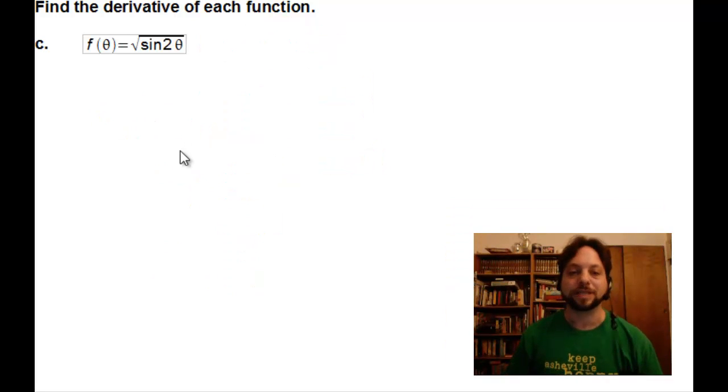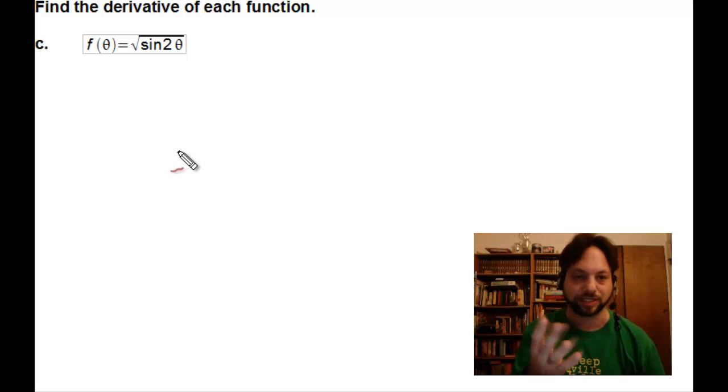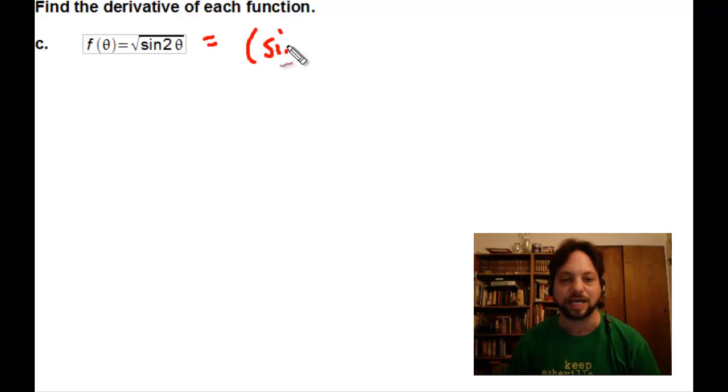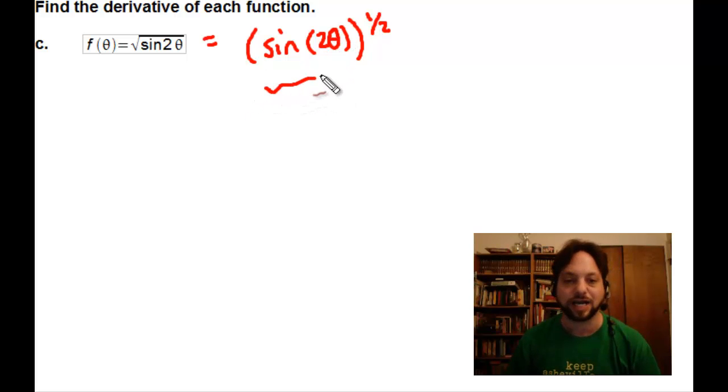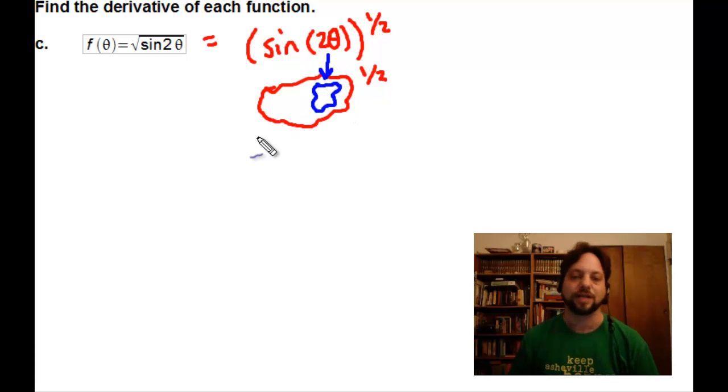In example C, the big surprise is that there are actually two blobs that are present. Can you identify them by looking at this? Do you see the two blobs? Well, if I rewrite this as the sine of 2 theta all to the 1/2 power, maybe that will help you see how sine of 2 theta is one blob, and the simple 2 theta part is another blob. That 2 theta itself is a blob.